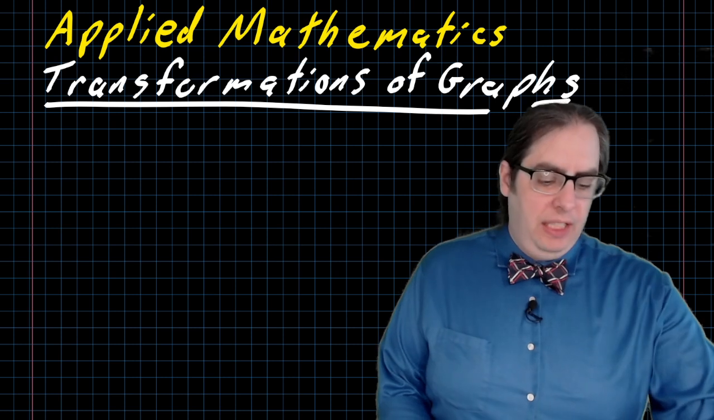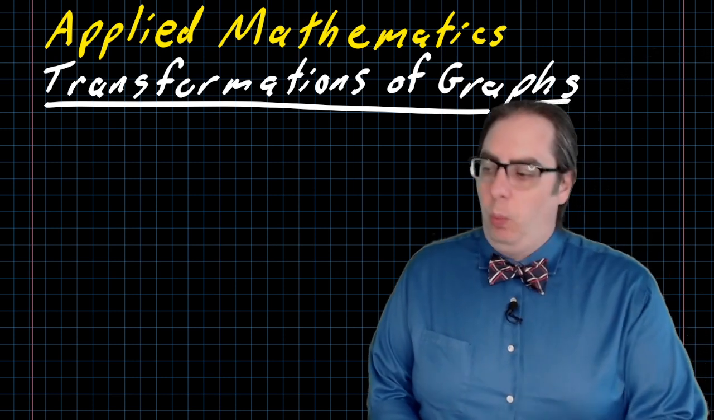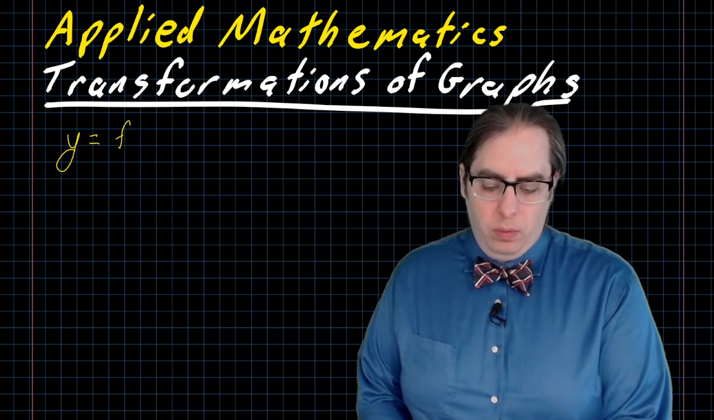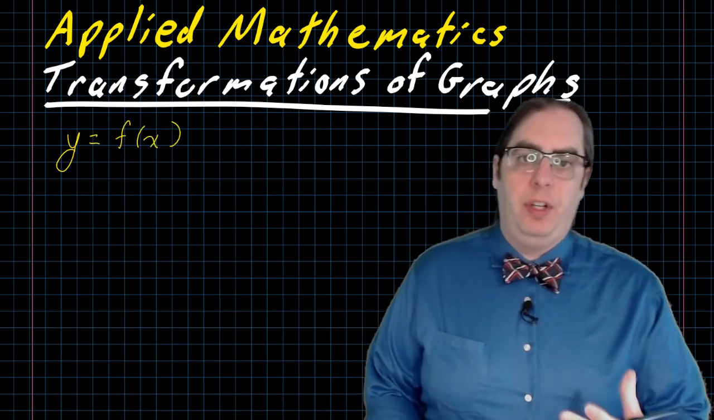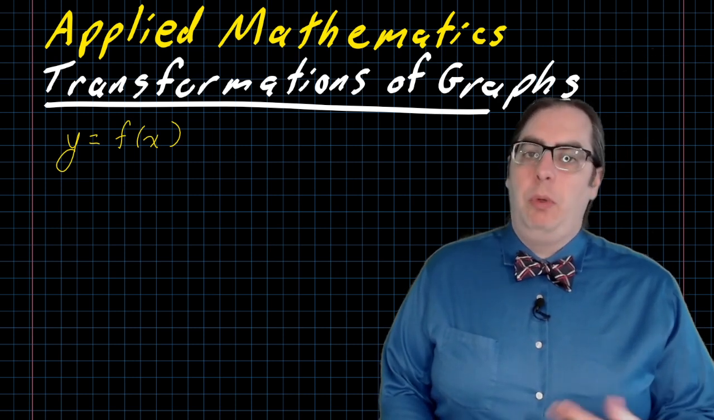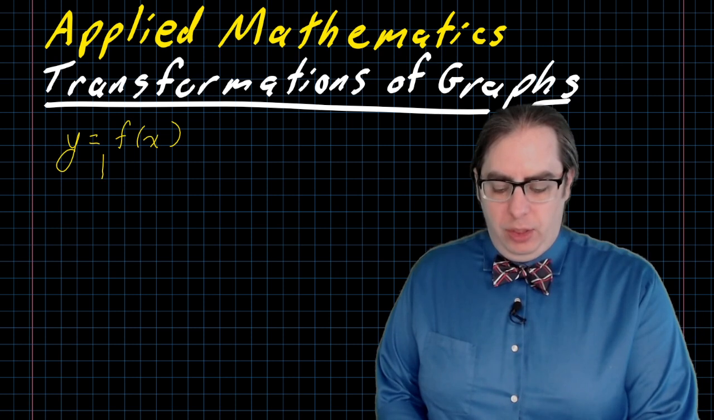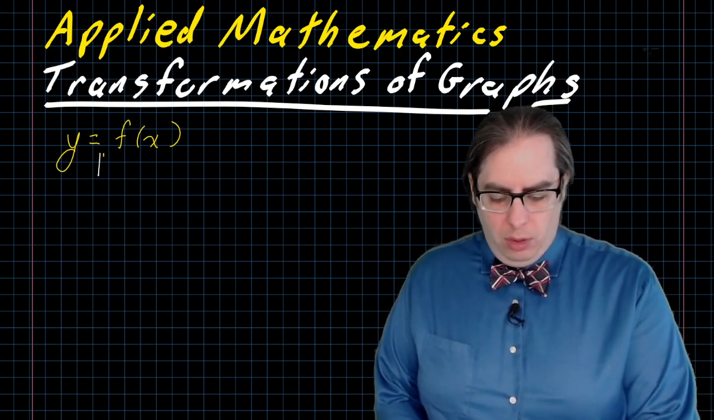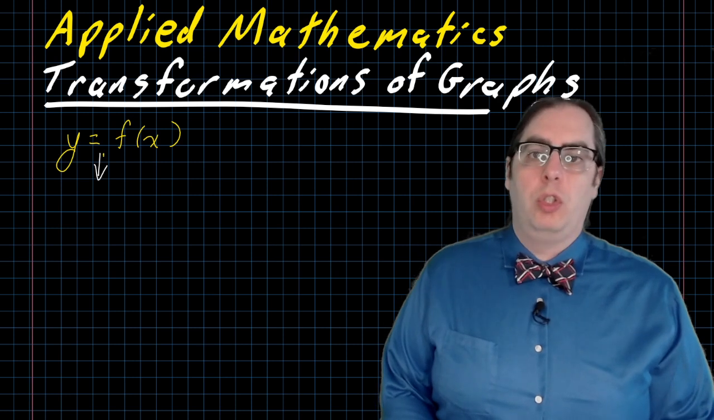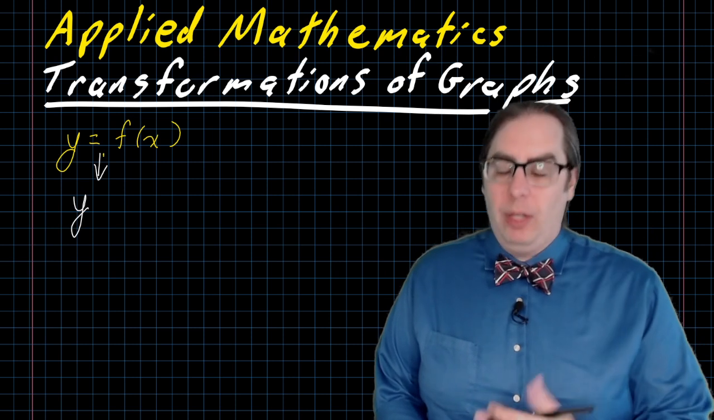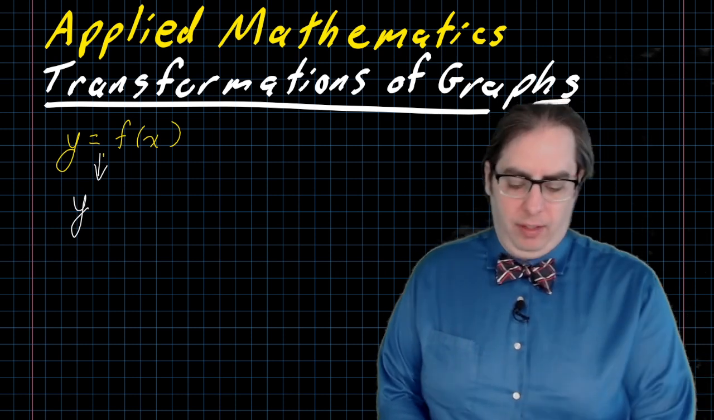The basic idea here is that we're going to assume that we know what the graph of some function y equals f of x looks like. And we want to be able to use that information to turn that into the graph of something else that we can write in terms of f of x.